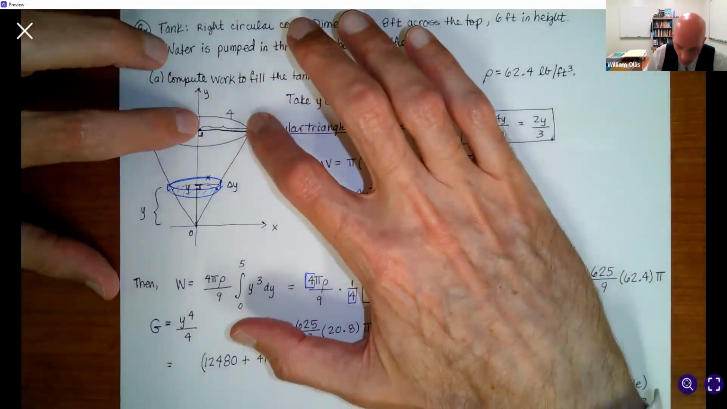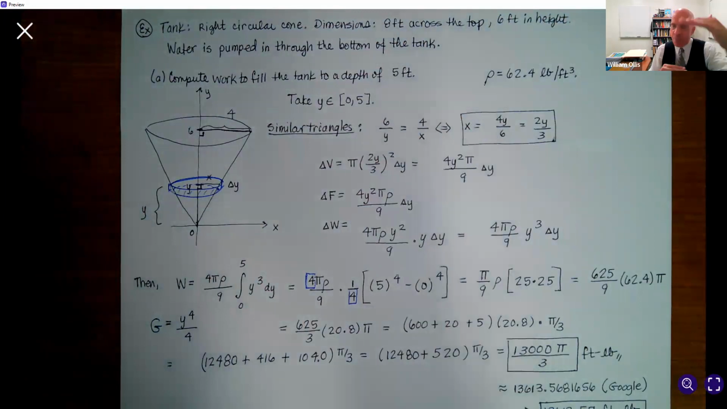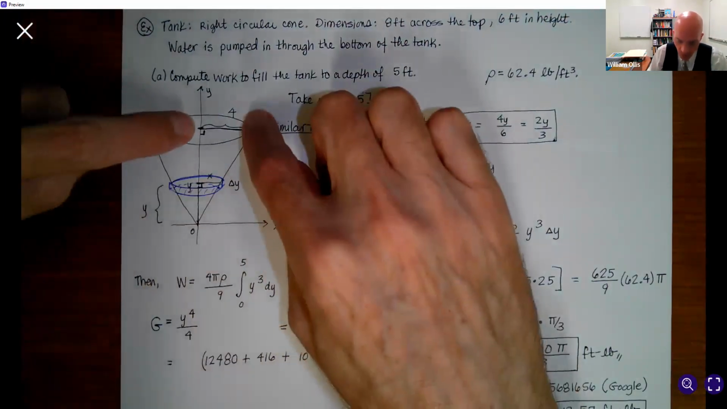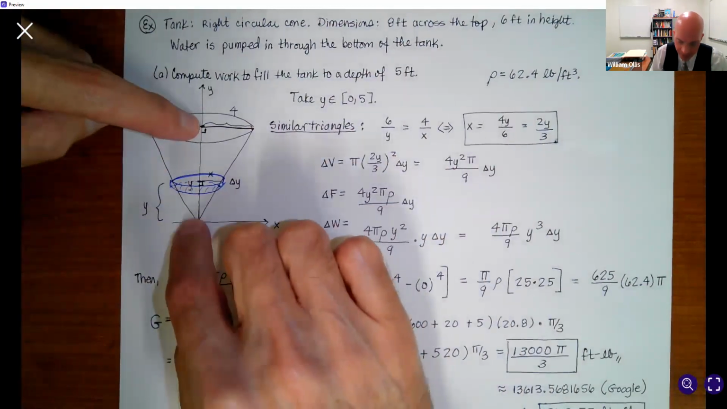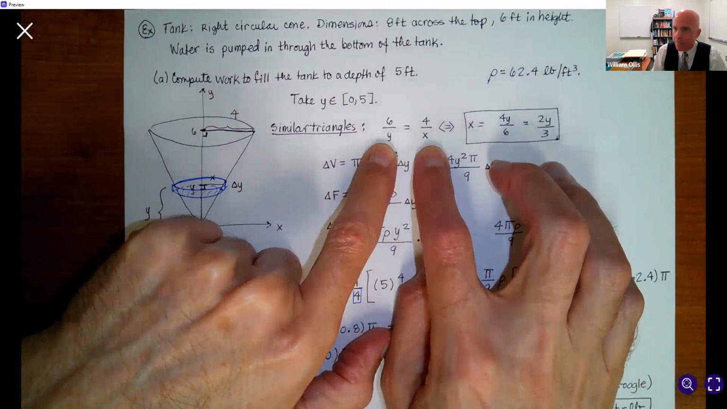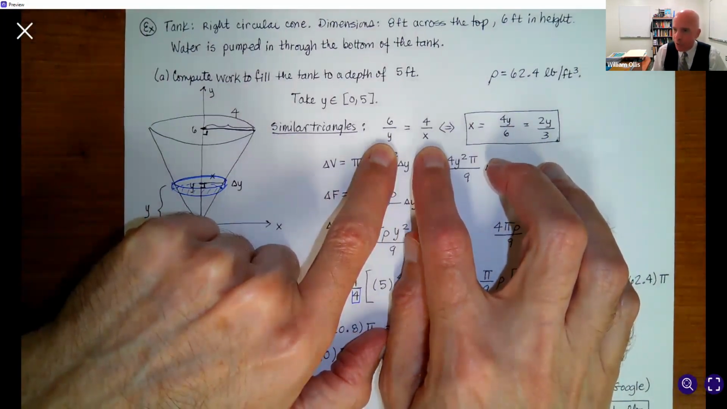So now 4 to x, these are corresponding radii. And then I did corresponding heights, so 6 to y. Again, 4 is to x as 6 is to y. And that's what I have here. There is nothing unique about this. However you set it up, as long as they are ratios of corresponding sides, the result will be the same.